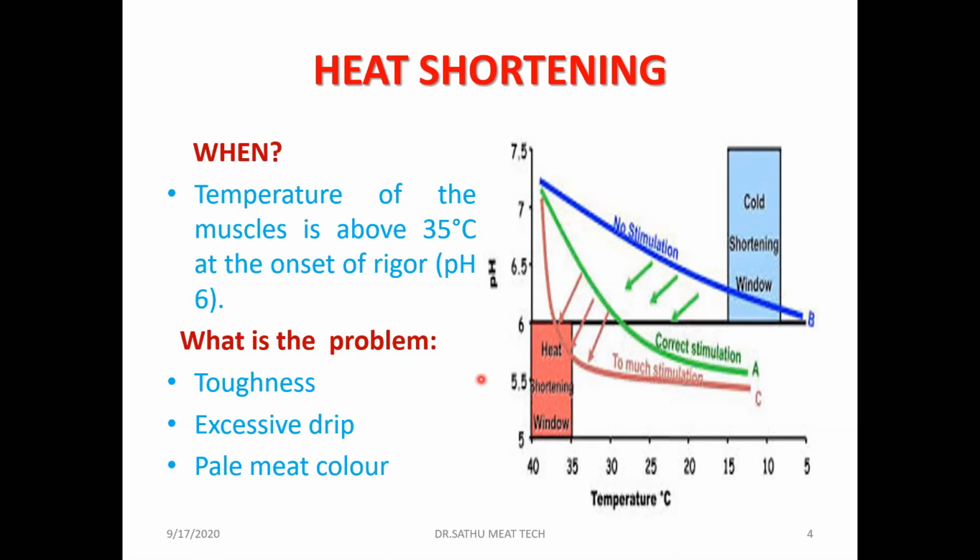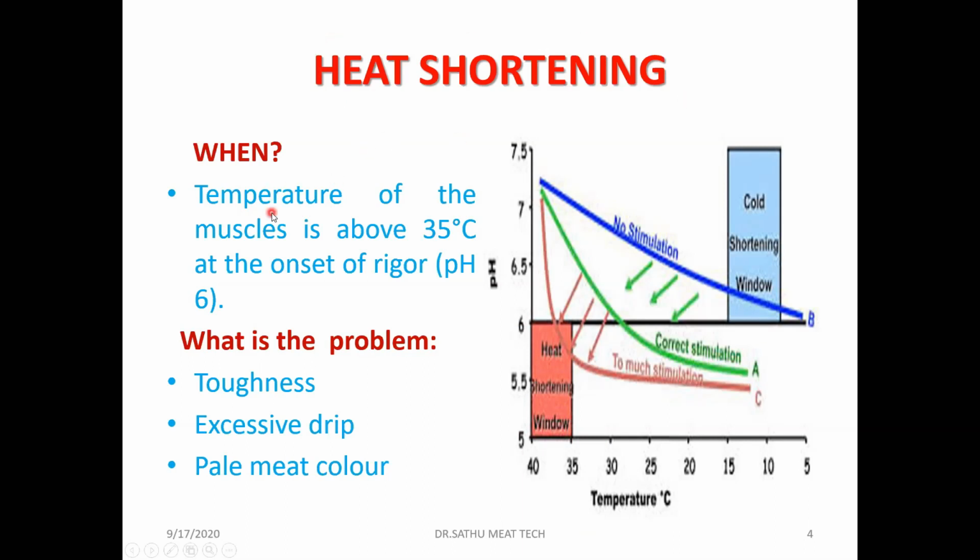If you are not doing the processing under proper conditions, then it can lead to toughness of the meat. Under processing induced toughness, we will be dealing with heat shortening, cold shortening, and thaw rigor. So what is heat shortening? We have already said that the onset of rigor starts at a pH of 6. But when the pH is 6 and the temperature of the carcass is between 35 to 40, we come across heat shortening. That is, at the high temperature of the carcass, the pH is reduced to less than 6, which leads to heat shortening.